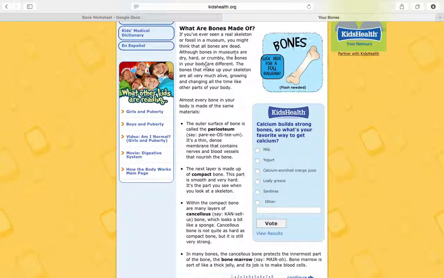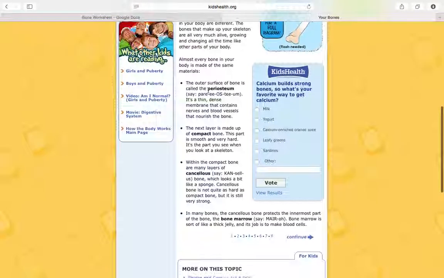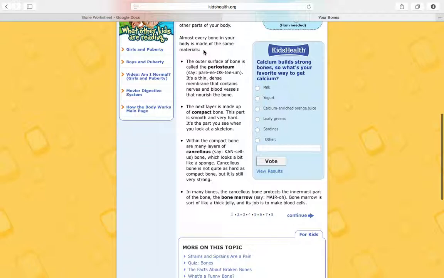Although bones in museums are dry, hard, or crumbly, the bones in your body are different. The bones that make up your skeleton are all very much alive, growing and changing all the time like other parts of your body. Almost every bone in your body is made of the same materials. Now I notice that there is a bulleted list and that there are bolded words in each of these. Bolded words usually represent vocabulary words or important terms. Since this section is about what your bones are made up of, I'm going to assume that those bolded words are what your bones are made up of.